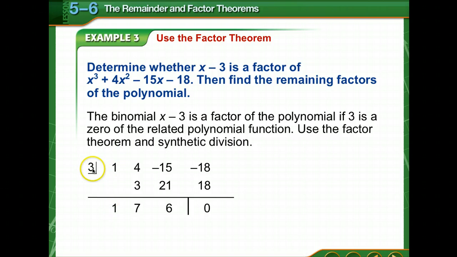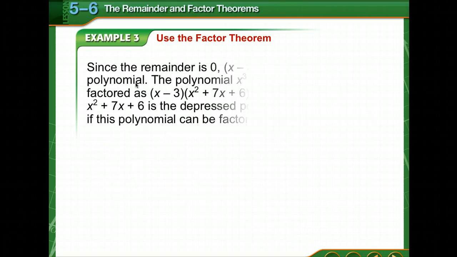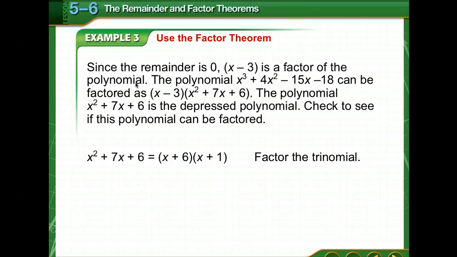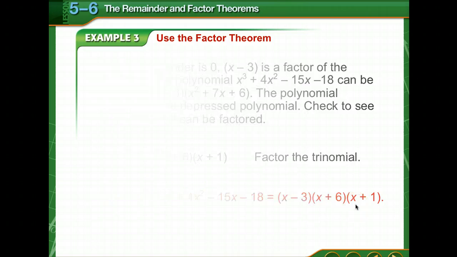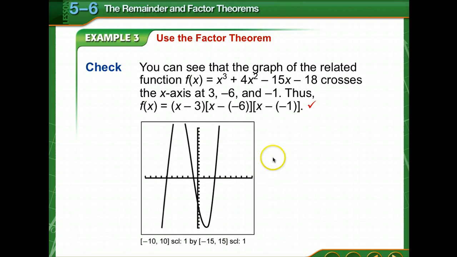Bring your first term down. 3 times 1 is 3. 3 times 7 is 21. 3 times 6 is 18. We have no remainder. So we know that x minus 3 is indeed a factor of this polynomial. Once we get the depressed polynomial, the answer that's left, we can check to see if that can be factored, and this one can. x plus 6, x plus 1. So the factors of this 4-term polynomial are these 3 factors. You can enter in that polynomial and look at the graph to see that it's crossing the x-axis in the right place.